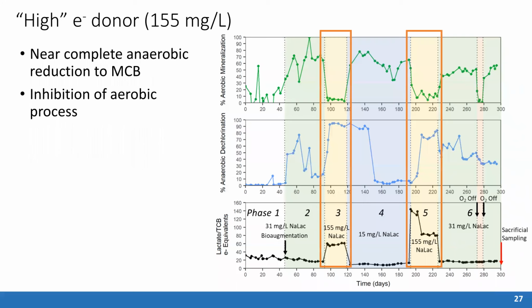Well, this one segment is when we have the highest electron donor. So if we really pumped a lot of carbon in the system, what happens here? It turns out when you have a lot of carbon, you get near complete anaerobic reductive dehalogenation. That's shown by the blue line of near 100%. So basically the trichlorobenzene is going to monochlorobenzene, but there's so much organic carbon there that you use up the oxygen with the lactate degradation, and there's no oxygen left over for the chlorobenzene degradation.